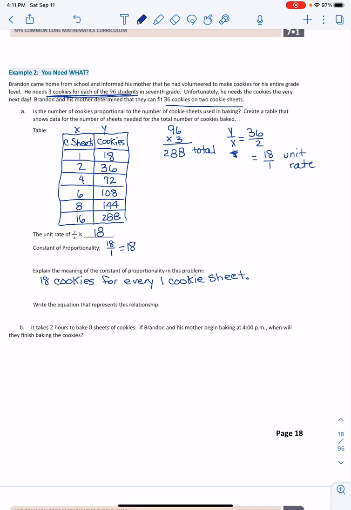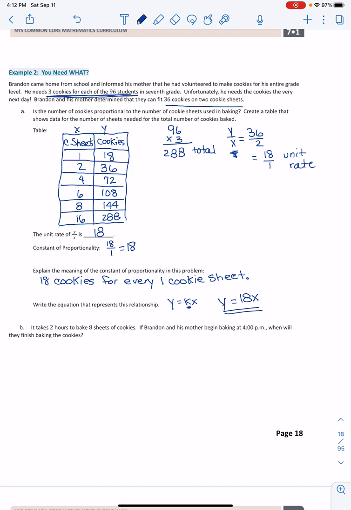Now it says, write the equation that represents this relationship. Well, remember, our general equation is y equals kx. You don't have to keep writing that. You can just write the equation. So I'm going to take out this k, and I'm going to put in my constant of proportionality, which in this case is 18. So this is my equation.